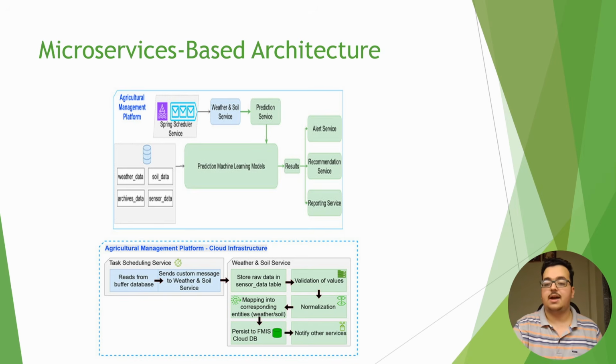In the second diagram, we see how these services are deployed. Each microservice may run inside its own container. Each service may also maintain its own database. Services communicate through REST APIs or message brokers. This ensures loose coupling and independent scalability.